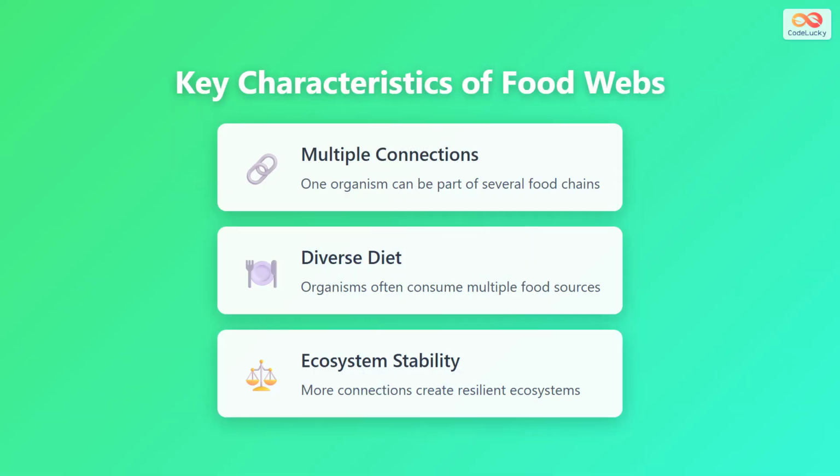Food webs have three key characteristics. First, they show multiple connections. A single organism can be part of several different food chains at the same time. Second, they reflect diverse diets. Most organisms consume multiple food sources, which gives them flexibility. Third, food webs create ecosystem stability. The more connections present in a food web, the more resilient the ecosystem becomes. If one food source disappears, organisms can rely on alternative sources, preventing ecosystem collapse.